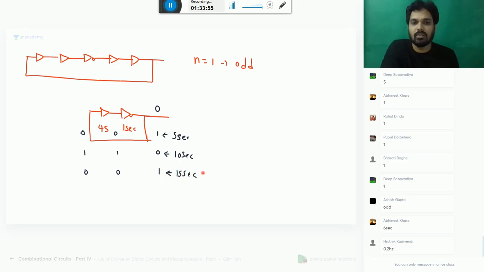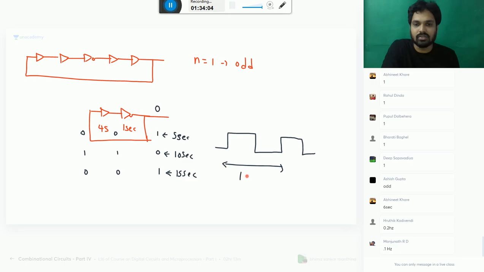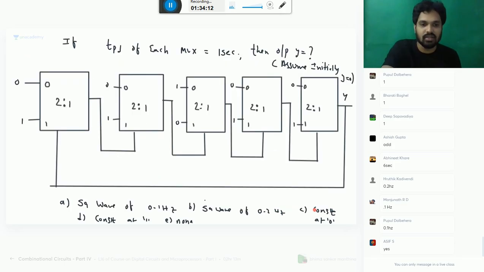So it is the same. It is on, off, on, off. But here, what is the time period? It is 10 seconds. So what is your frequency? 1 by 10, 0.1 Hz. So which is the right answer here? A is the right answer.